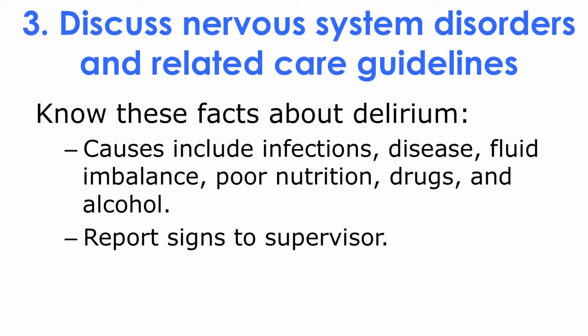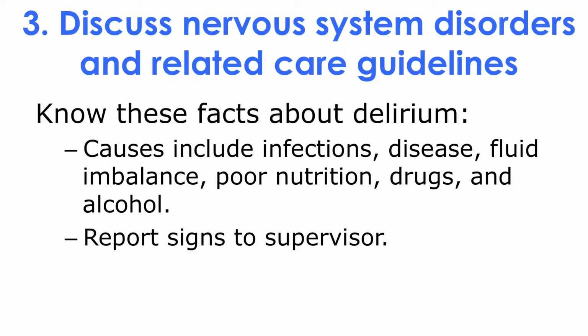So we talked about confusion. Now we're going to talk about delirium. Okay, so the causes include infection, disease, fluid imbalance, poor nutrition, drugs, and alcohol. Typically, seniors may be alert and oriented times three: time, place, and self. And then all of a sudden, the very next day, they have total delirium. They don't remember a thing. They don't know what's going on. They have that increased confusion.